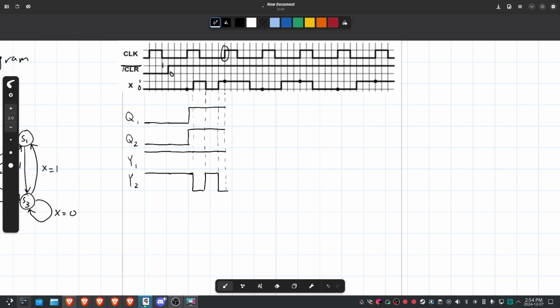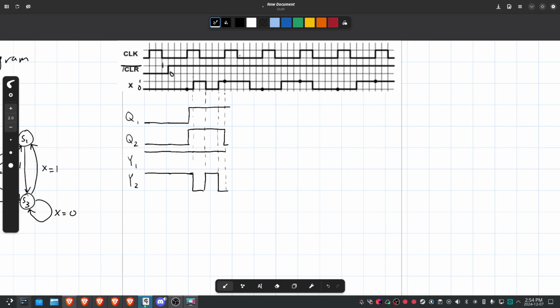Now, once again, we reach the clock rising edge. And now we copy whatever's in Y1 and Y2 to Q1 and Q2. So Q1 is going to copy Y1. It's going to remain at 1. Q2 is going to copy Y2, which is low or 0. So it's going to drop down. See?